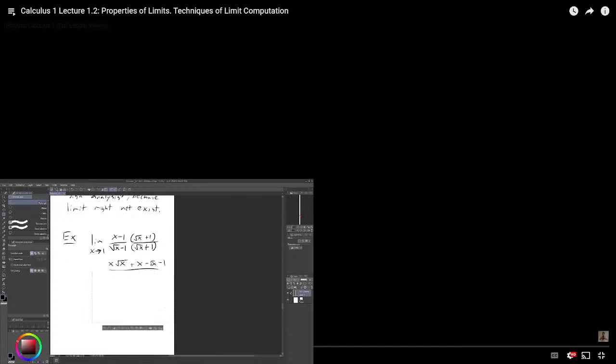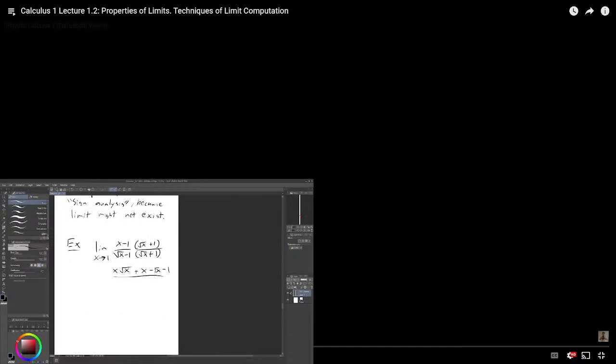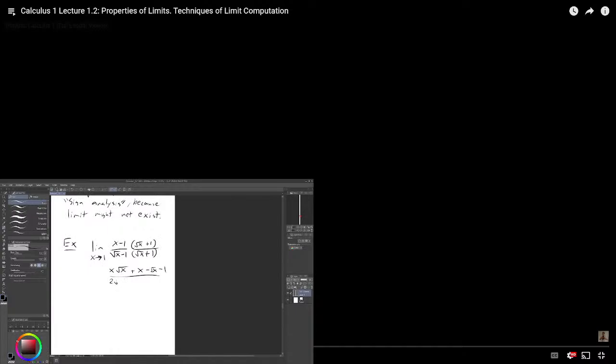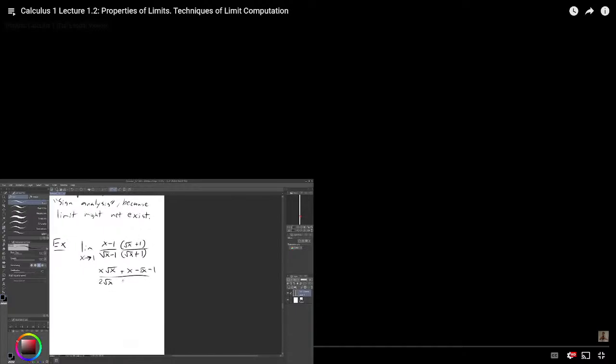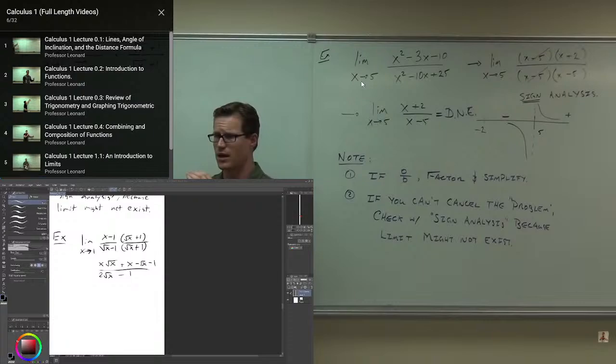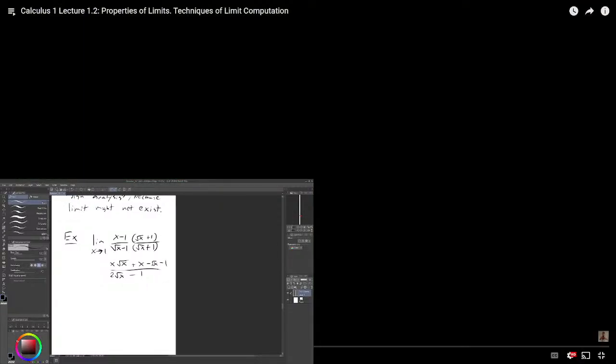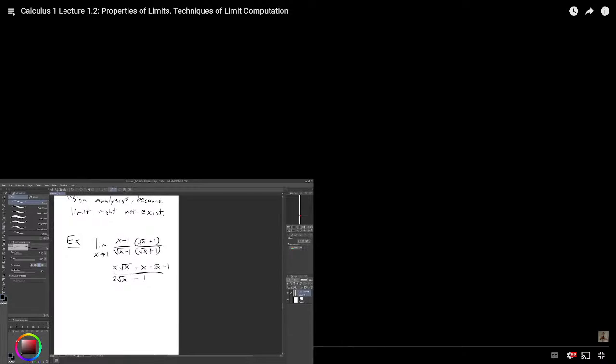Redo this. I forgot to put the limit. Two square roots of x plus minus 1. Crap. Wait, is there a problem now when you plug it in? No. So maybe that's what you do.